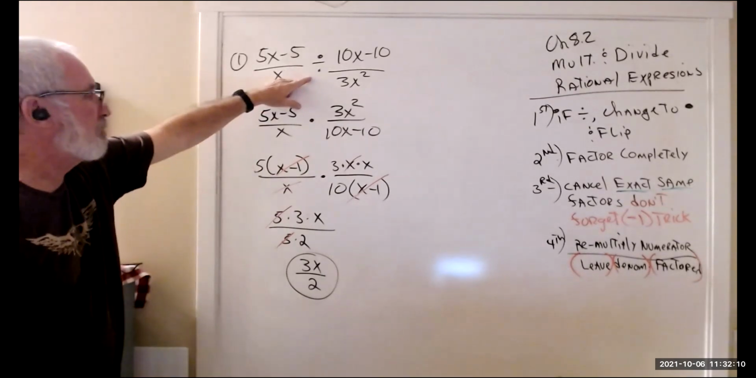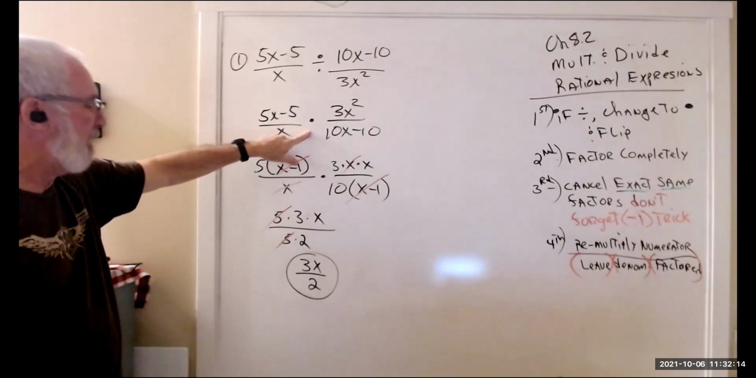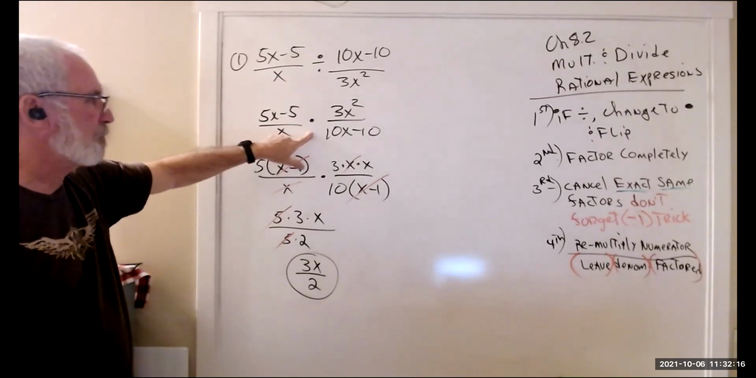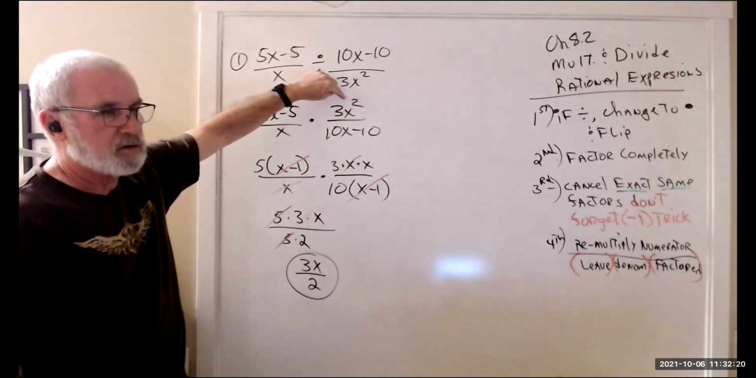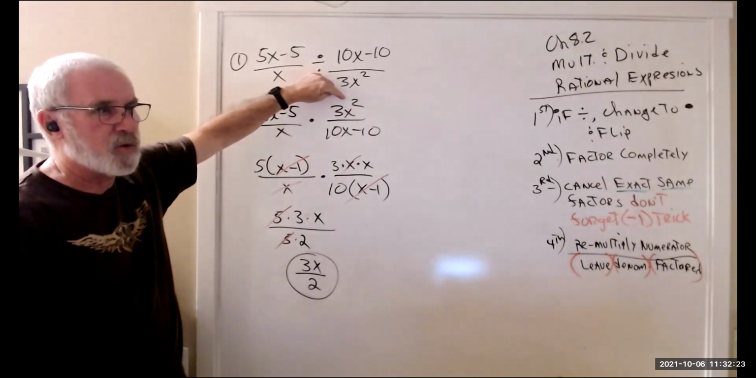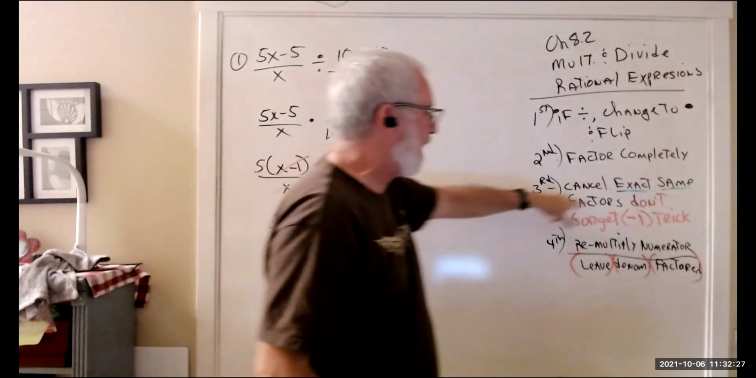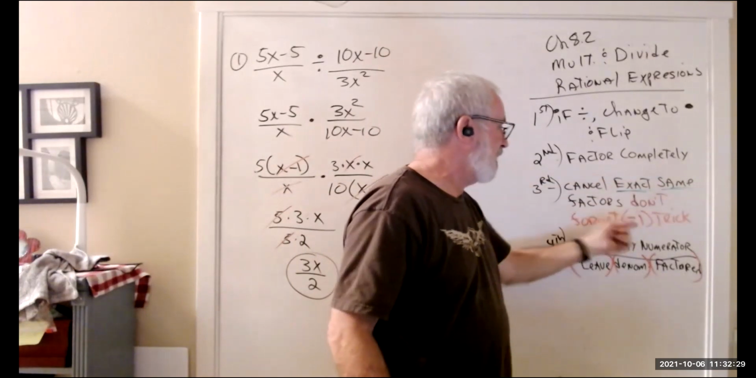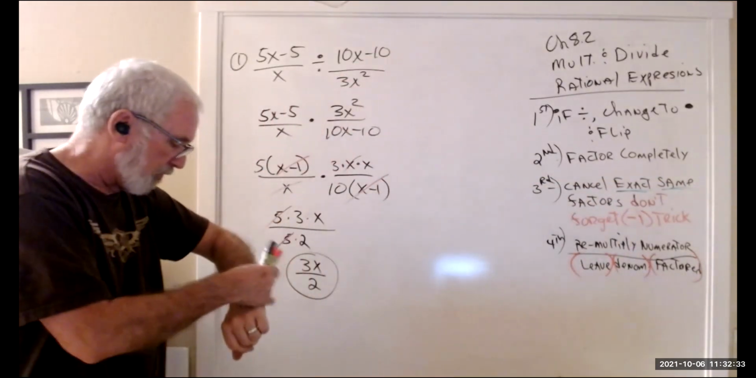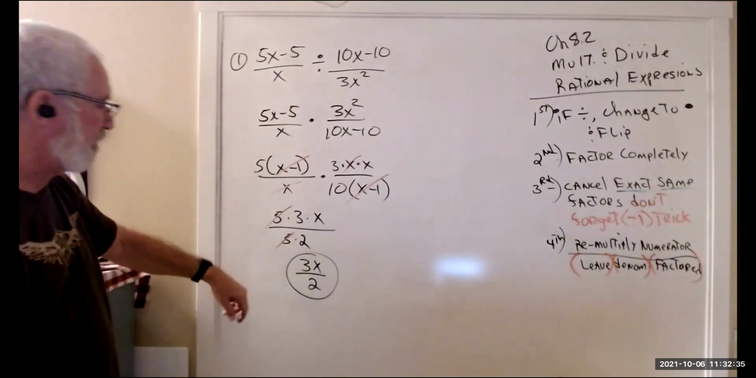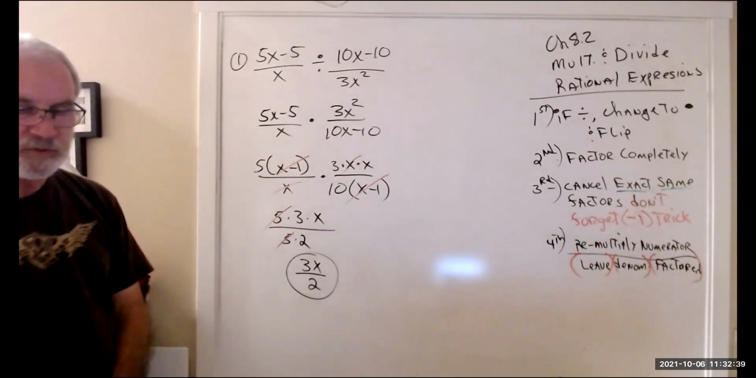Okay, change division into multiplication. Factor everybody as much as you possibly can, including the x squared. Cancel exact same factors. This didn't have the -1 trick. I'm not sure I'll throw that at you tonight. We'll see how it goes. But it didn't have that. And get a final answer. Questions?